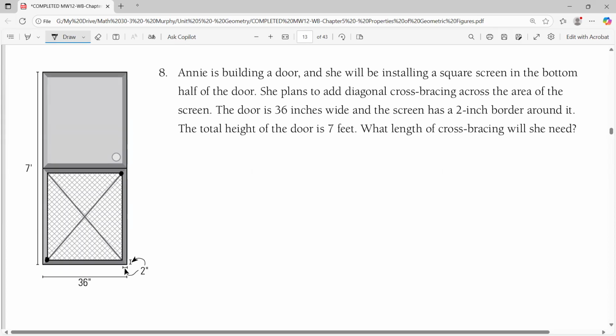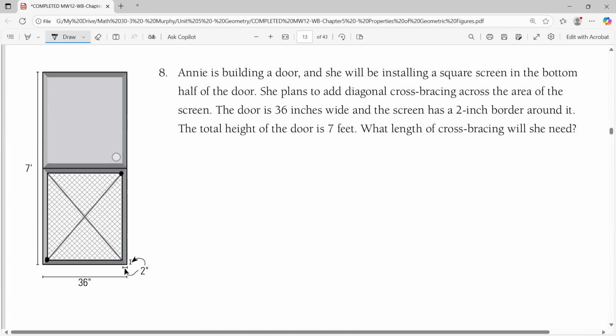The door is 36 inches wide. So from each edge. And the screen has a 2-inch border around it. You can see it here. So this is 2 inches across and it goes all the way around. The total height of the door is 7 feet.